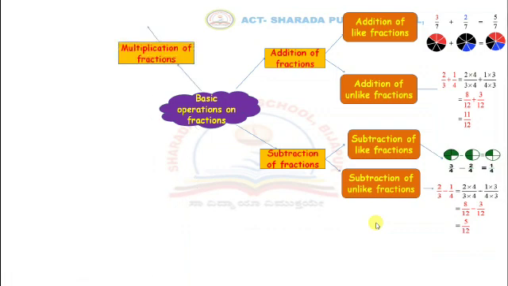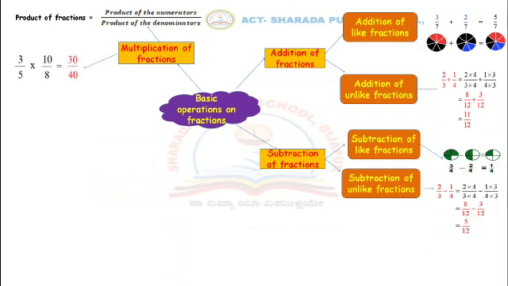Multiplication of fractions. The product of fractions is equal to the product of the numerators divided by the product of the denominators. For example, 3 by 5 into 10 by 8. 3 and 10 are the numerators. 3 10s are 30. 5 and 8 are the denominators. 5 8s are 40. 30 by 40 is the answer.